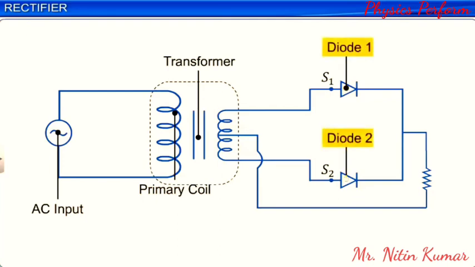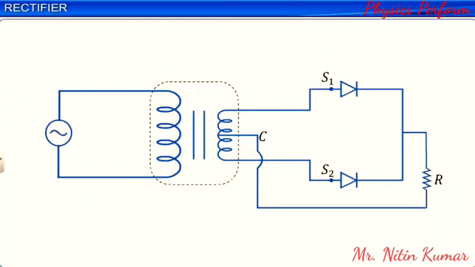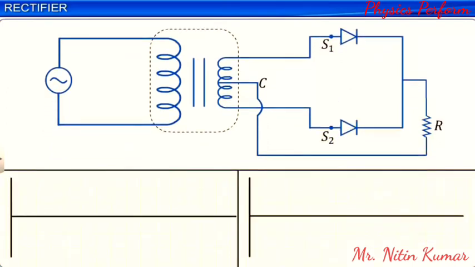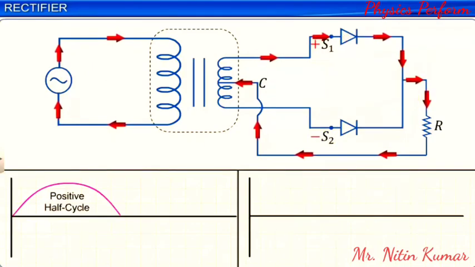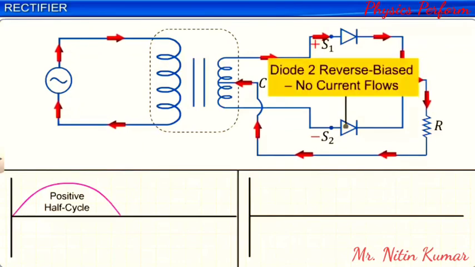The potential at S1 and S2 changes with the AC input cycle. When S1 is positive and S2 is negative, diode 1 is forward biased and allows current to flow through it. However, at the same time, diode 2 is reverse biased and does not allow current to flow through it. Thus, during the positive half cycle, current flows through the load resistance R via diode 1 and the center tap C, and we receive a voltage output across R.